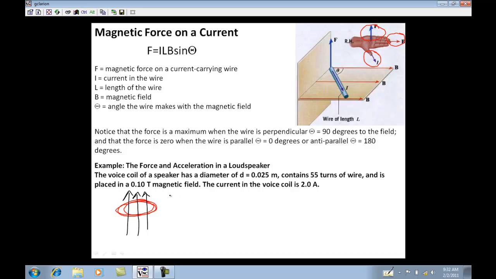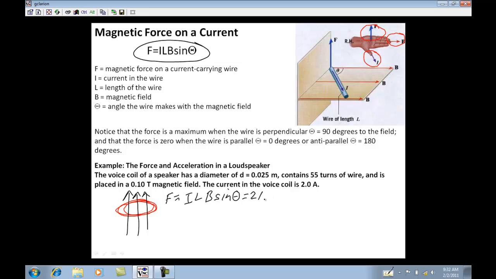So we've got this new equation. This is the equation for the force on a current: ILB sine theta, as opposed to QVB sine theta. In this case, it's ILB sine theta. So with that equation, we would just plug in: the force is equal to ILB sine theta. According to this problem, what's the current going through the coil?